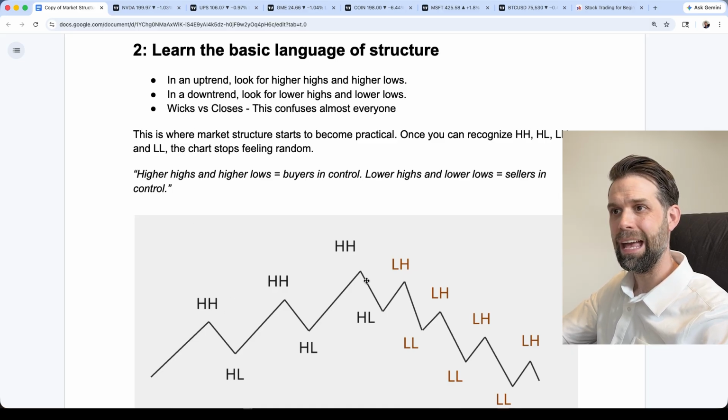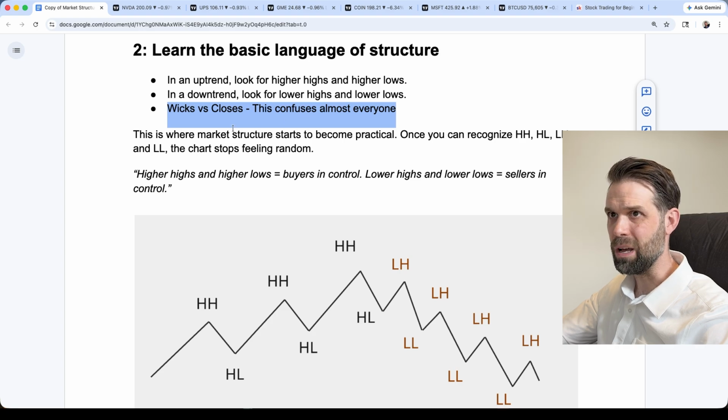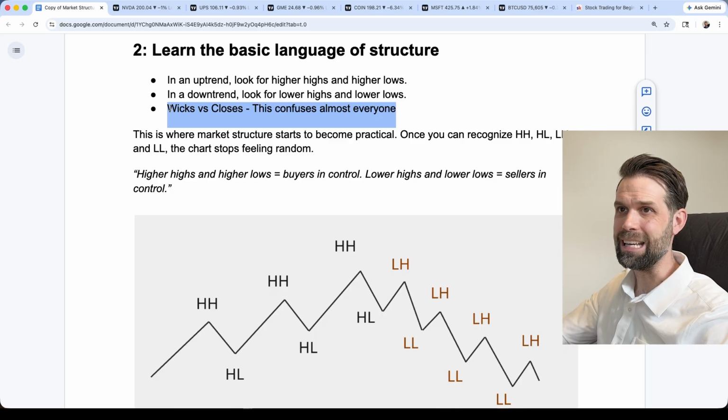And HL. And a downtrend is made up of lower highs and lower lows. So that's LH and LL. And there is this really important distinction between wicks versus closes that almost everyone gets confused on. So let's jump over and actually look at some labeling on these charts now. And we're going to cover this idea between wicks versus closes.